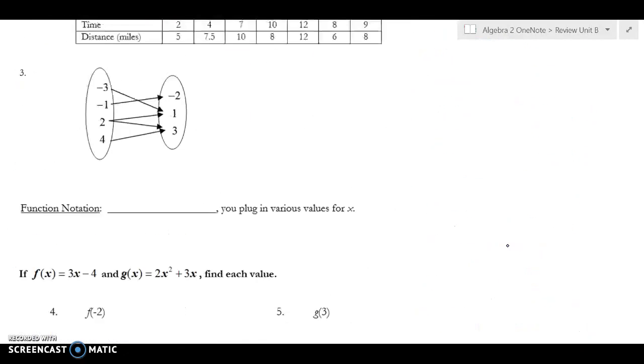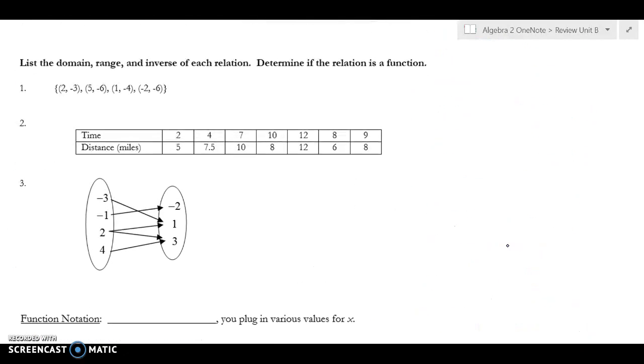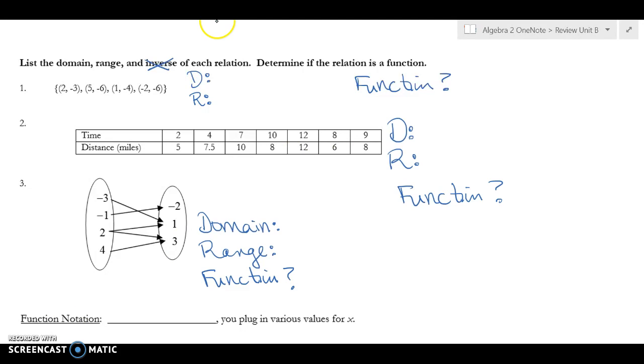So let's skip down here and let's do some of these problems. We're not going to do inverse, we can cross that off. So we need to list the domain and range, and then we need to ask ourselves if it's a function. So why don't you go ahead and try these 3 and press pause, and press play when you think you got it, so you can come back and see. Okay, so let's look at this first one.